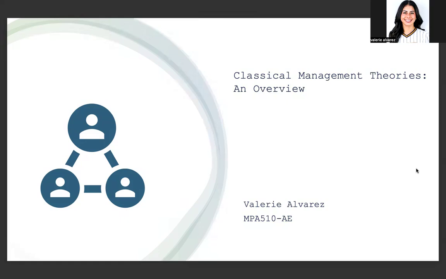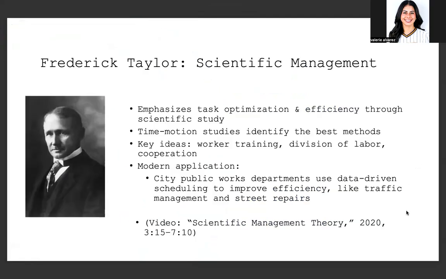Today I will be going over my presentation that focuses on classical management theories. First, I chose to focus on Frederick Taylor's scientific management theory. His scientific management theory focused on efficiency, productivity, and standardized methods.